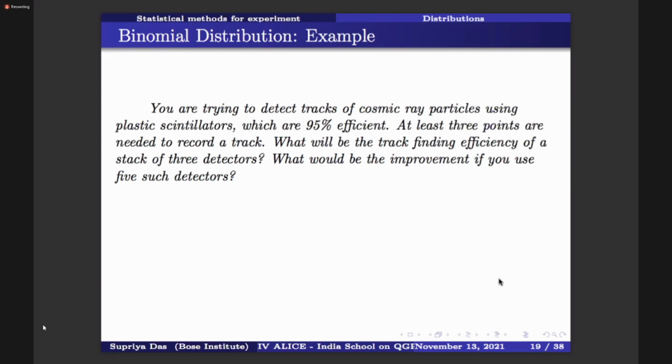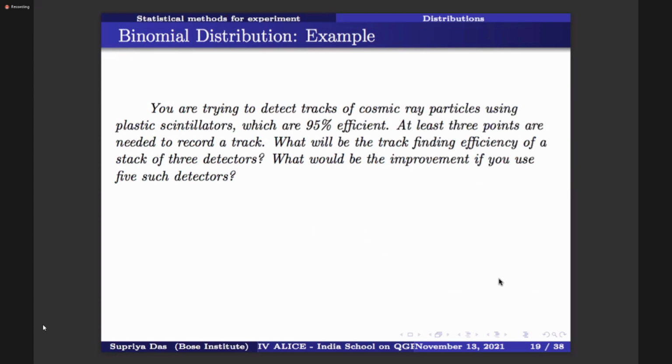Each detector is 95% efficient. If you require at least 3 points, 1 point in each detector, what will be the track finding efficiency if you have 3 detectors? You have 3 detectors, and each of these 3 should give 1 point so that you can get a track. So what is the track finding efficiency in this case? Cube of 0.95.